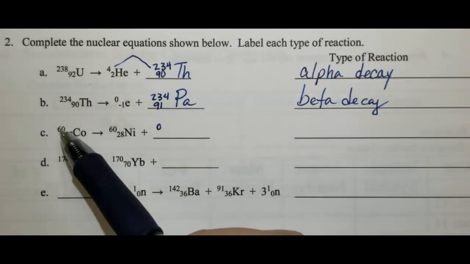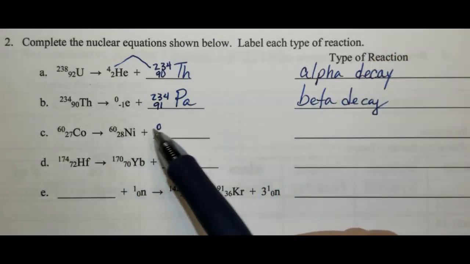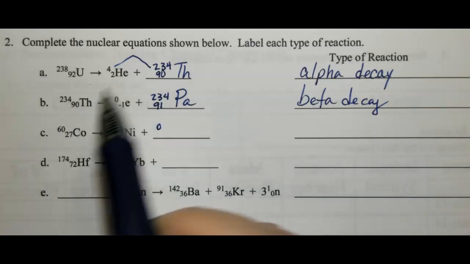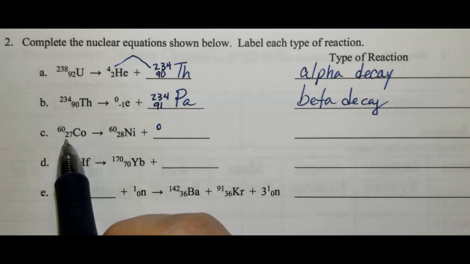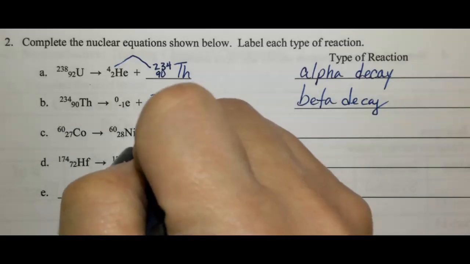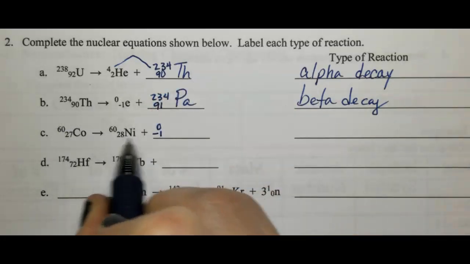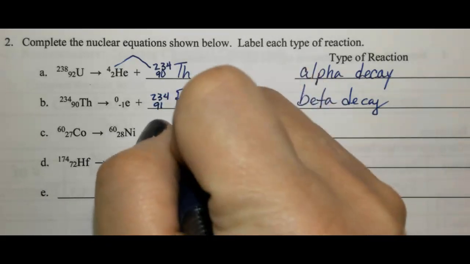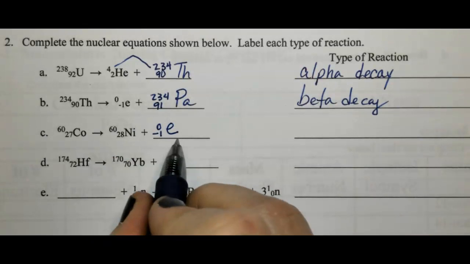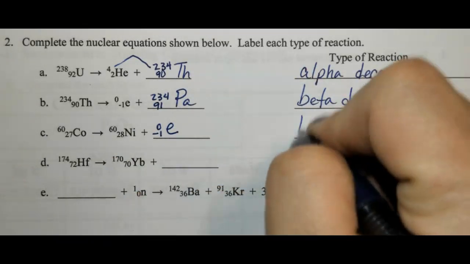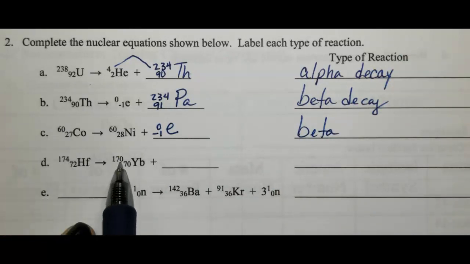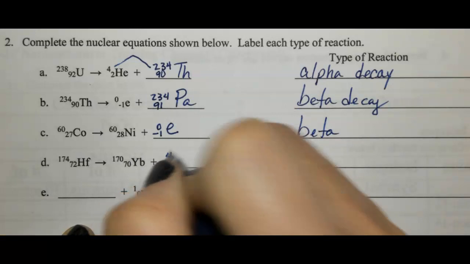We have 60 on the left-hand side, so 60 plus 0 are going to equal 60 on the right-hand side of the arrow. We have 27 as our atomic number, so 28 minus 1 is going to equal 27 for the atomic number on the right side. And this is the symbol for an electron, which is also known as a beta particle, so this is a beta decay.